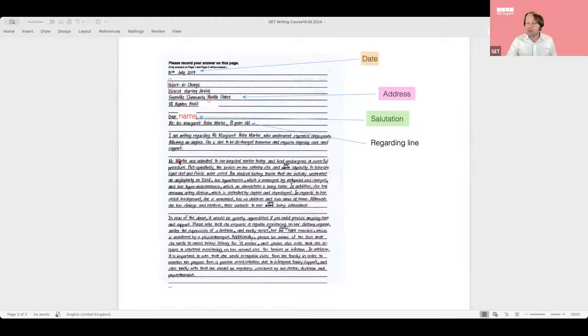In your exam, don't waste time calculating the age. Is that clear? If you only have the DOB, just write DOB, date of birth, okay? If you only have the age, just write age.